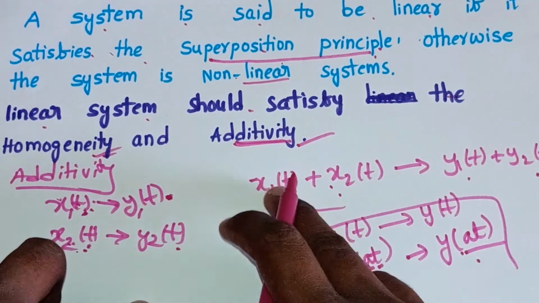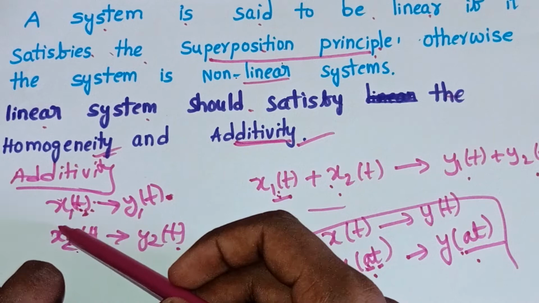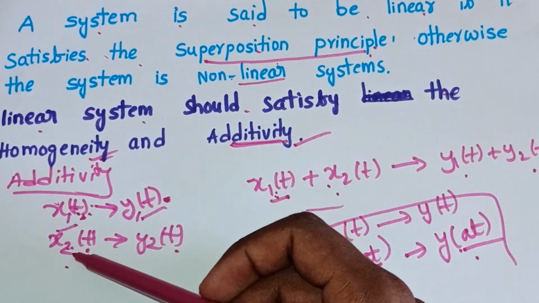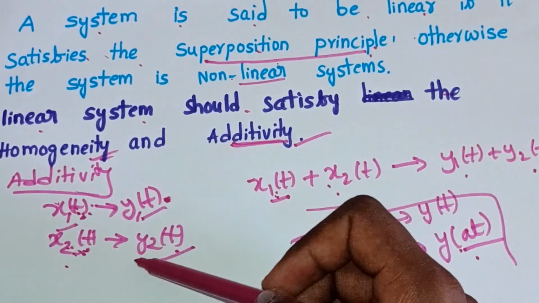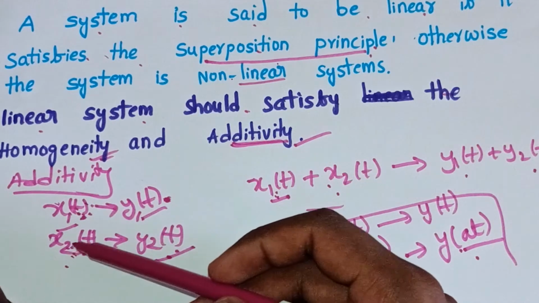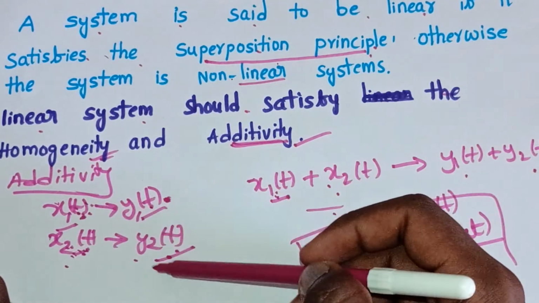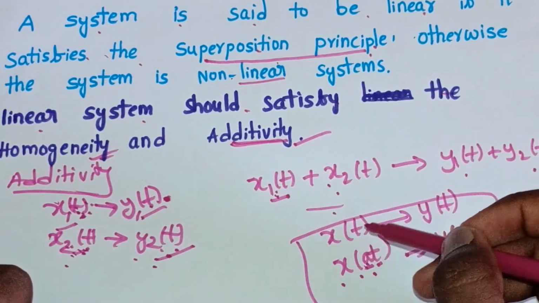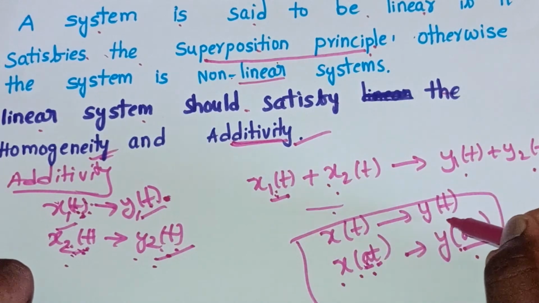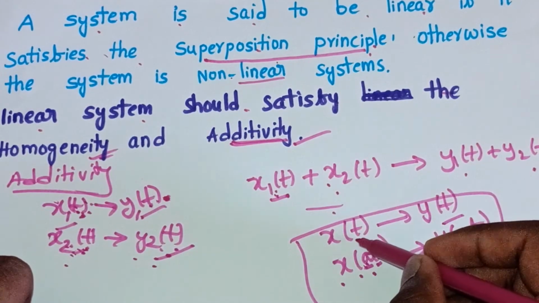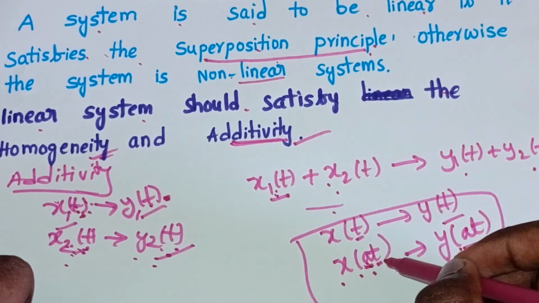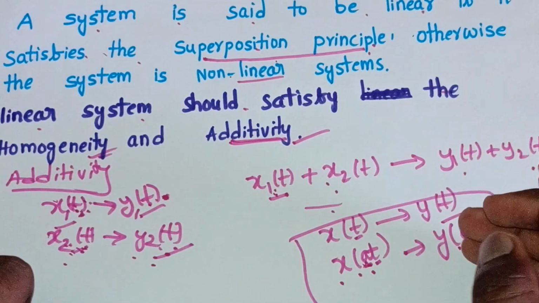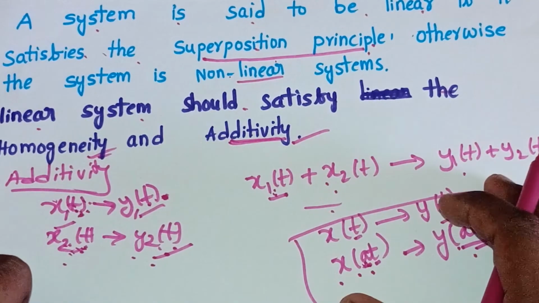Additivity property is nothing but this: if a system has input x1 of t and the output is y1 of t, and if the system has input x2 of t, then the output is y2 of t. If we add these two inputs, then we get the output as the addition of these two individual outputs. That is the additivity property. And homogeneity property means if a system input is x of t, then the output is y of t, and if we scale the input by multiplying or dividing by any constant, the output is scaled in the same way. Then such systems are known as linear systems.